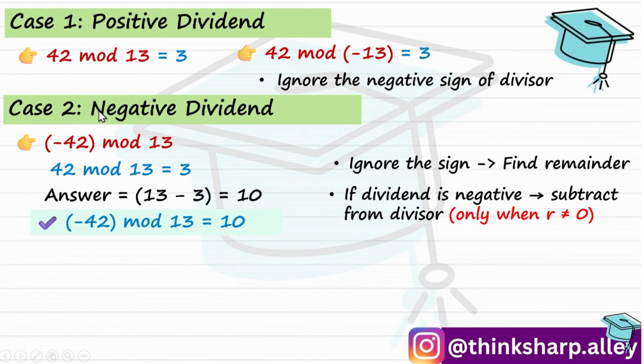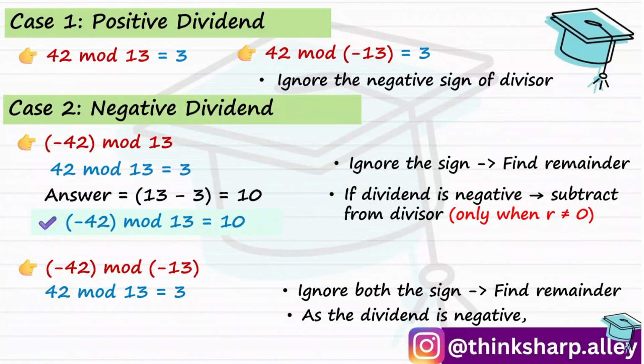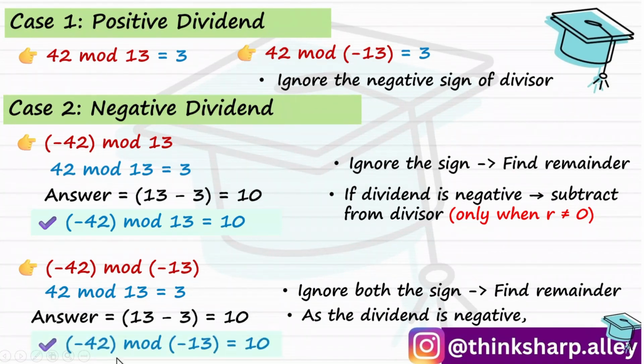Now what if both dividend and divisor are negative? We'll follow the same rule. For a negative divisor, we'll ignore the sign, and for a negative dividend, we'll subtract our answer from the divisor. For example, this. So step 1, ignore both the signs, find the remainder. So here 42 mod 13 is 3. Now, as our dividend is negative, I have to subtract 3 from the divisor 13. So 13 minus 3 is 10, and hence our answer over here is 10.